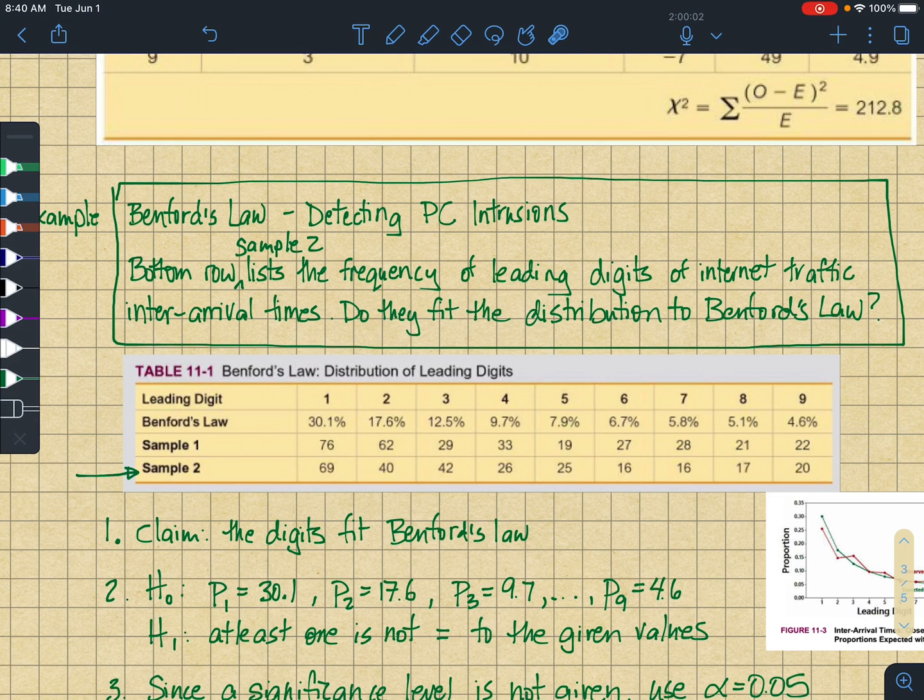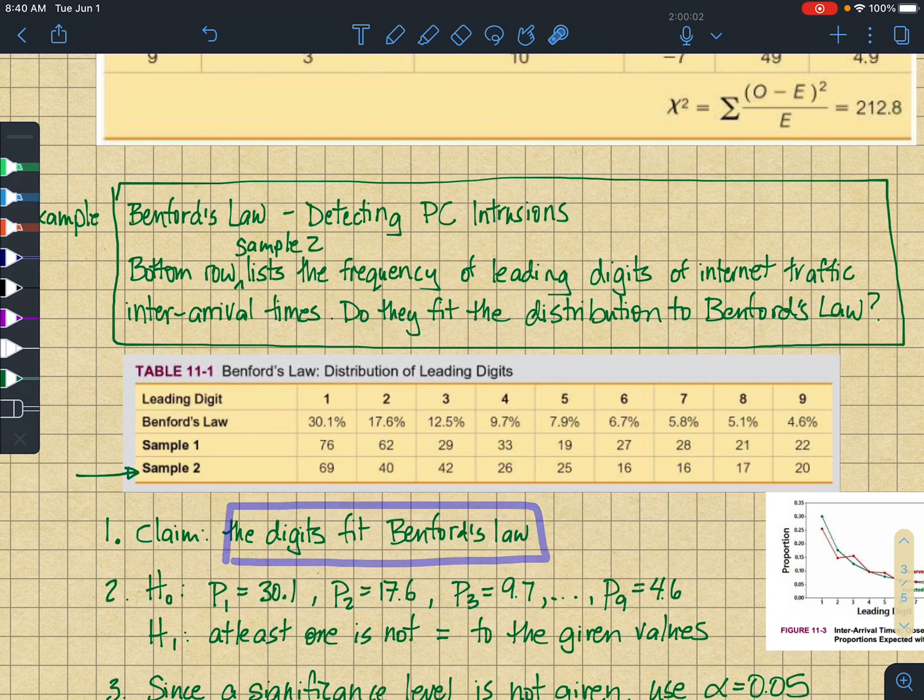Benford's law, detecting computer intrusions. In this case, we're going to be looking at sample 2. And this is network traffic data. I wish I could explain it to you more, but right now, this is like milliseconds or something like that. It's the amount of time between when one packet arrives at your computer and the next packet arrives, or finishes arriving, and then the next one comes.